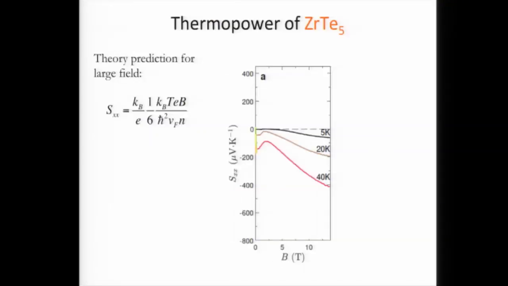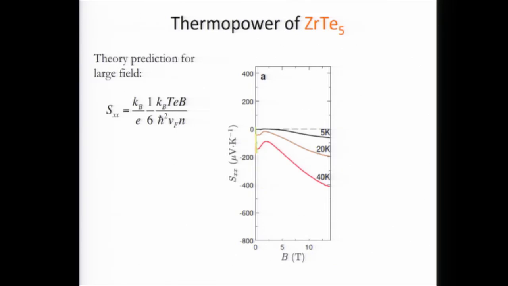Okay, that's the situation. So now let's talk about how it looks for thermal power. We have these two materials that are good candidates for seeing this huge enhancement of thermal power. So here's our prediction. The only thing you really need to know for the moment is that the thermal power should grow linearly in temperature and linear in magnetic field.